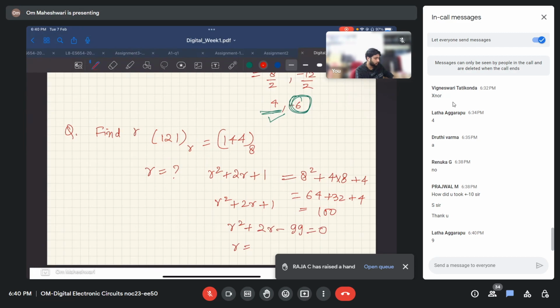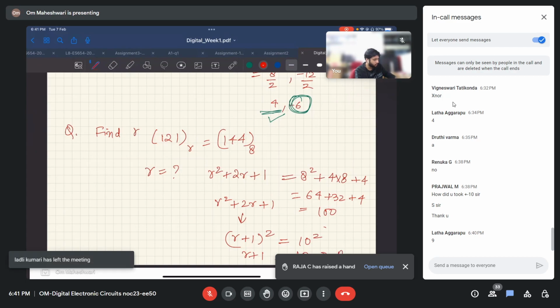you can do one more thing here easily. Write it as R plus 1 whole square equals 100, or let me write it as 10 square. R plus 1 equals 10. It implies R equals 9. I hope this is clear, right?